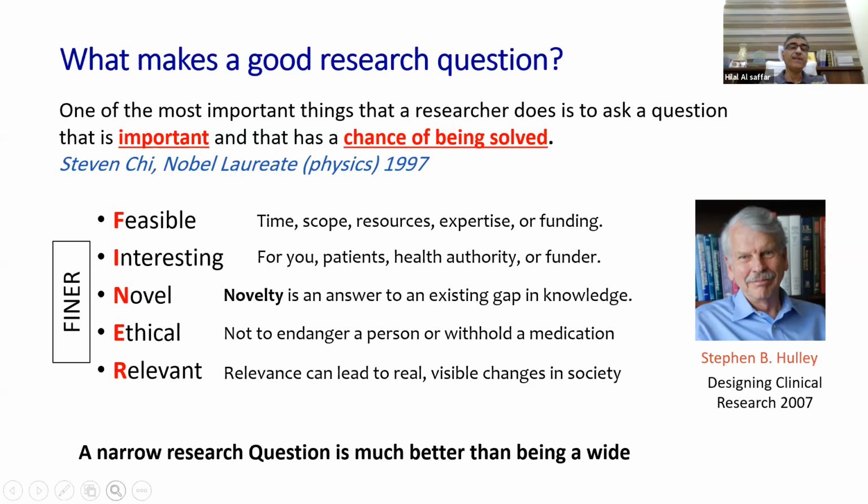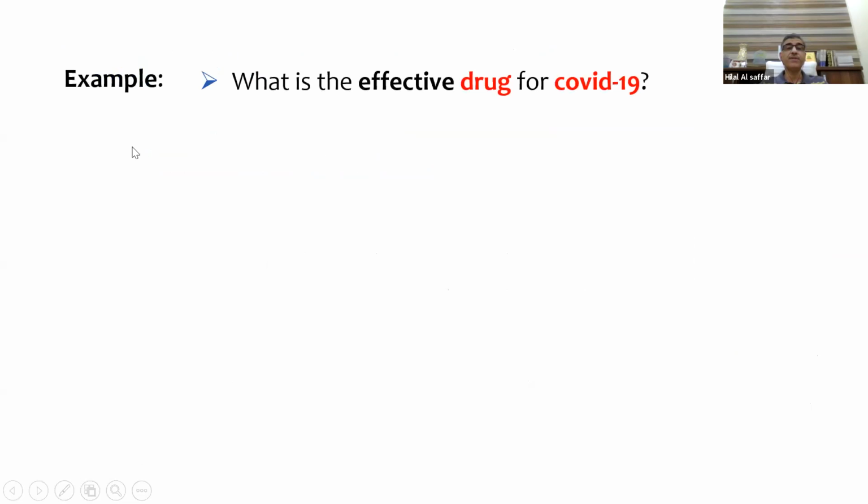And it would be difficult to choose the best design to answer it. So try your best to have a narrow research question. Let us examine this example. If I said my research question would be, what is the effective drug for COVID-19? Do you think that this kind of question is easy to answer? Of course, no. Because which patient with COVID would my study address?